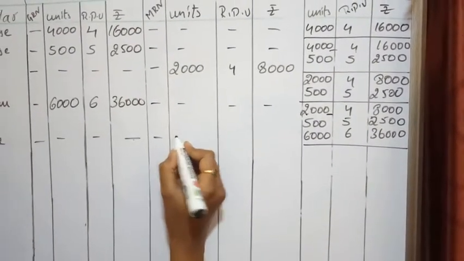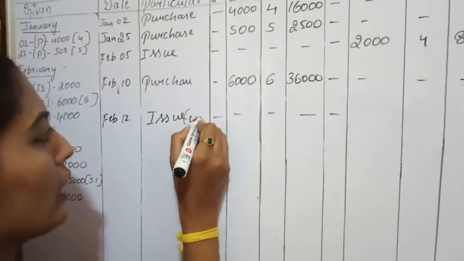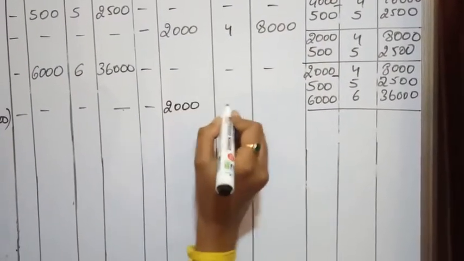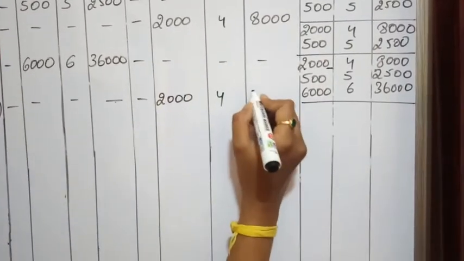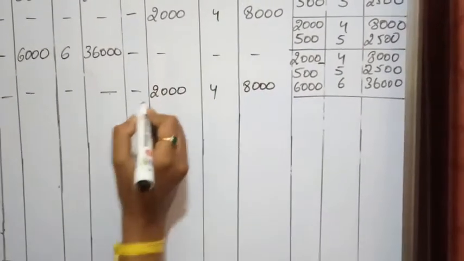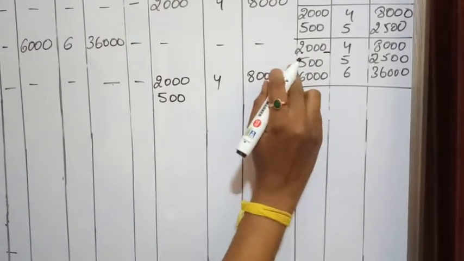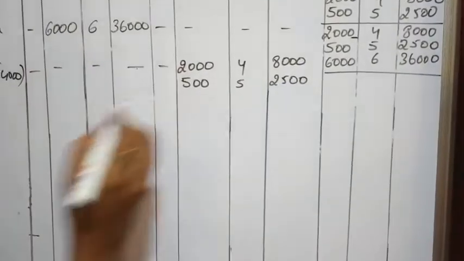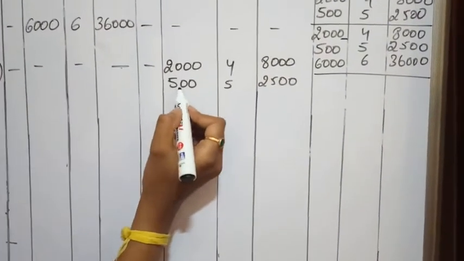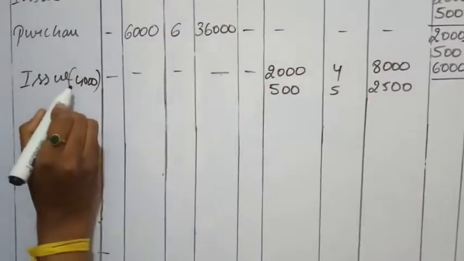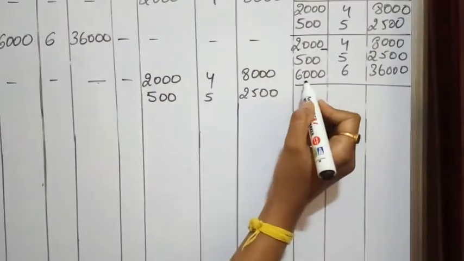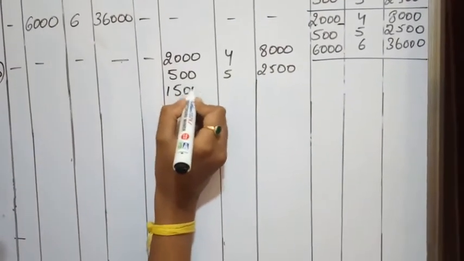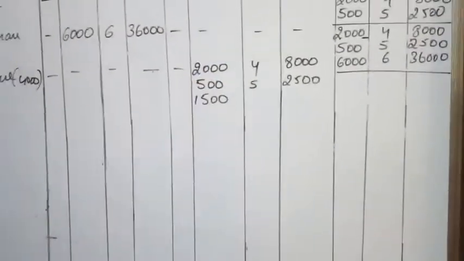So this 2000 units of material I have to give first. They are asking for 4000, I will record it in the bracket here. 4000. First I will give 2000, which is at ₹4. So 8000. Next 500 is the next material. So 500, 2500. So in this 2500 I have given the material, but I require 4000. I have the last material 6000.